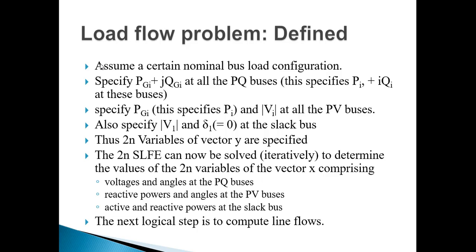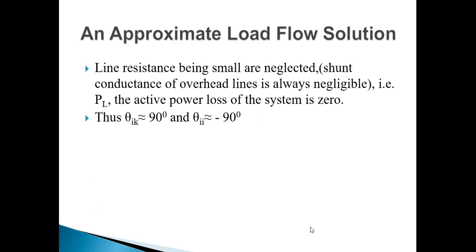So let me recap this. You need the PQ bus, the P and Q being specified, the PV bus, the P and V being specified, and the slack bus, V and delta being specified, and then you solve it to find out these variables, that is the voltage and the angles for the PQ bus, reactive powers and the angles for the PV bus, active and reactive powers at the slack bus. Okay, and the next part is to find the line flows.